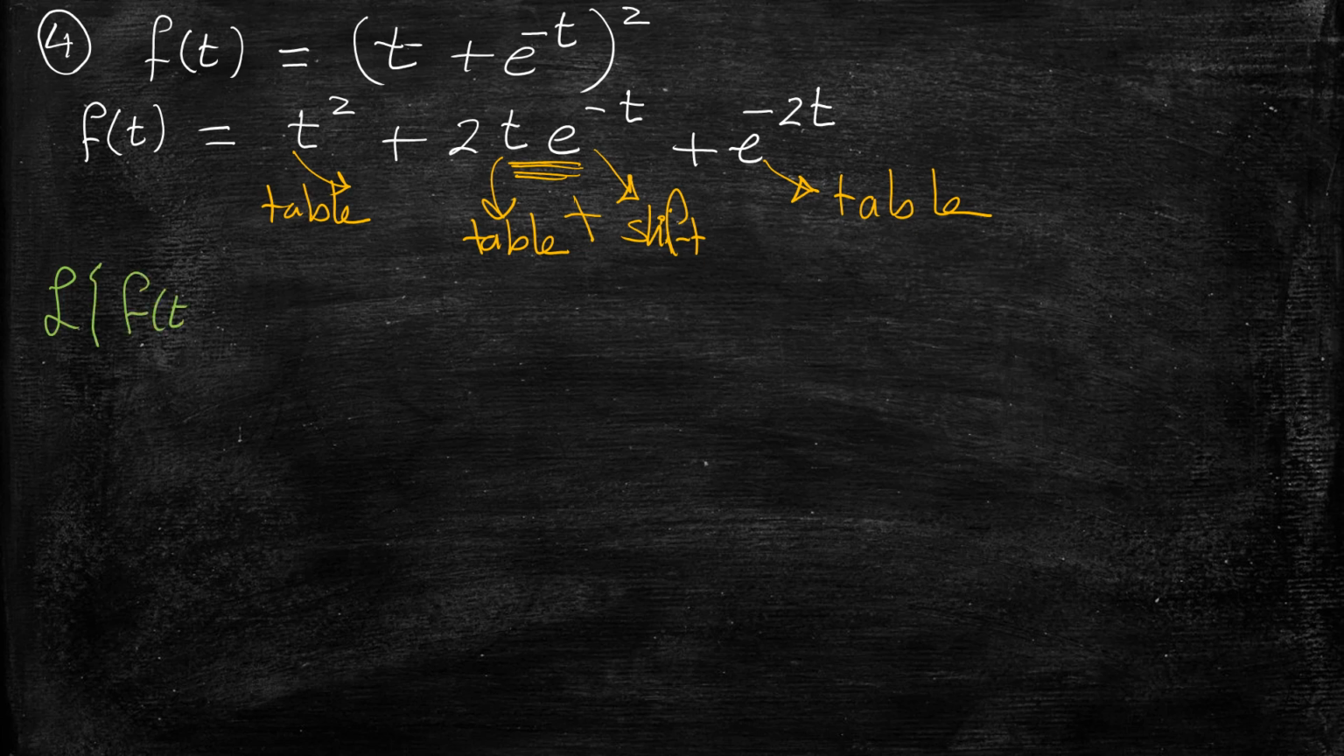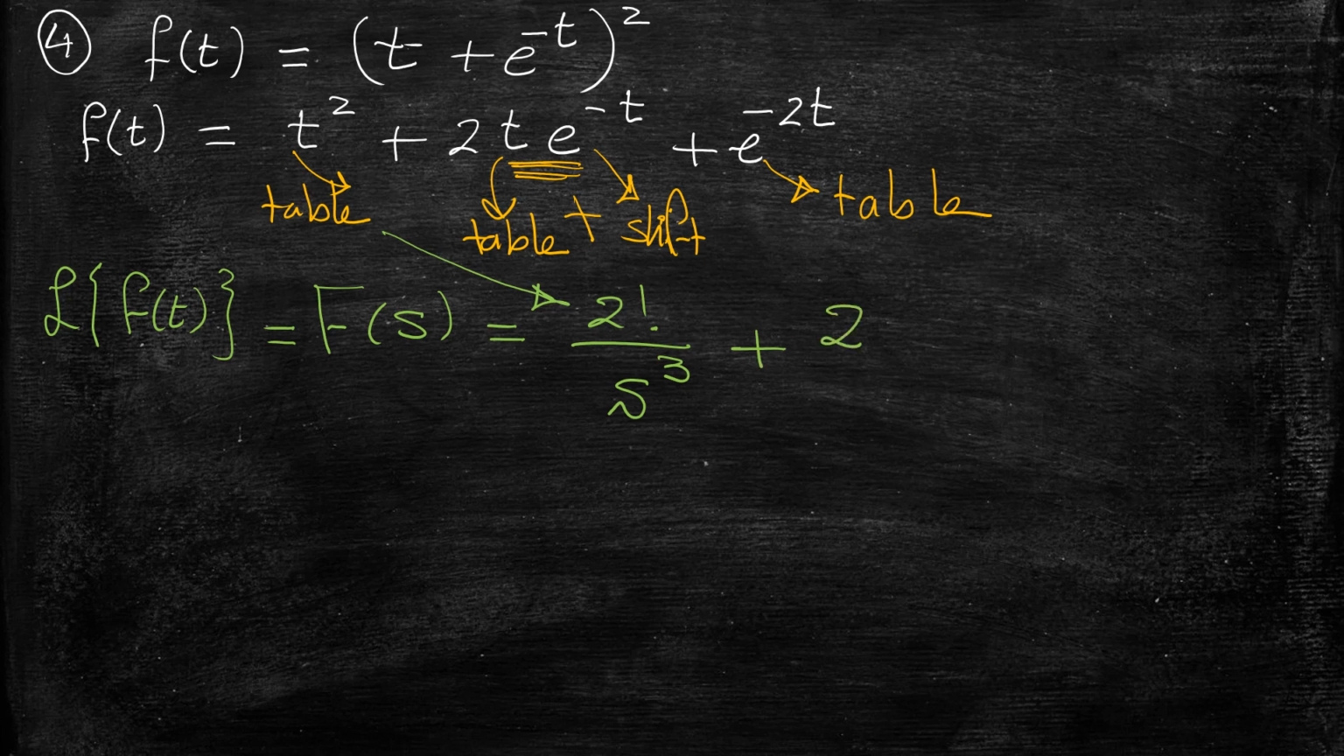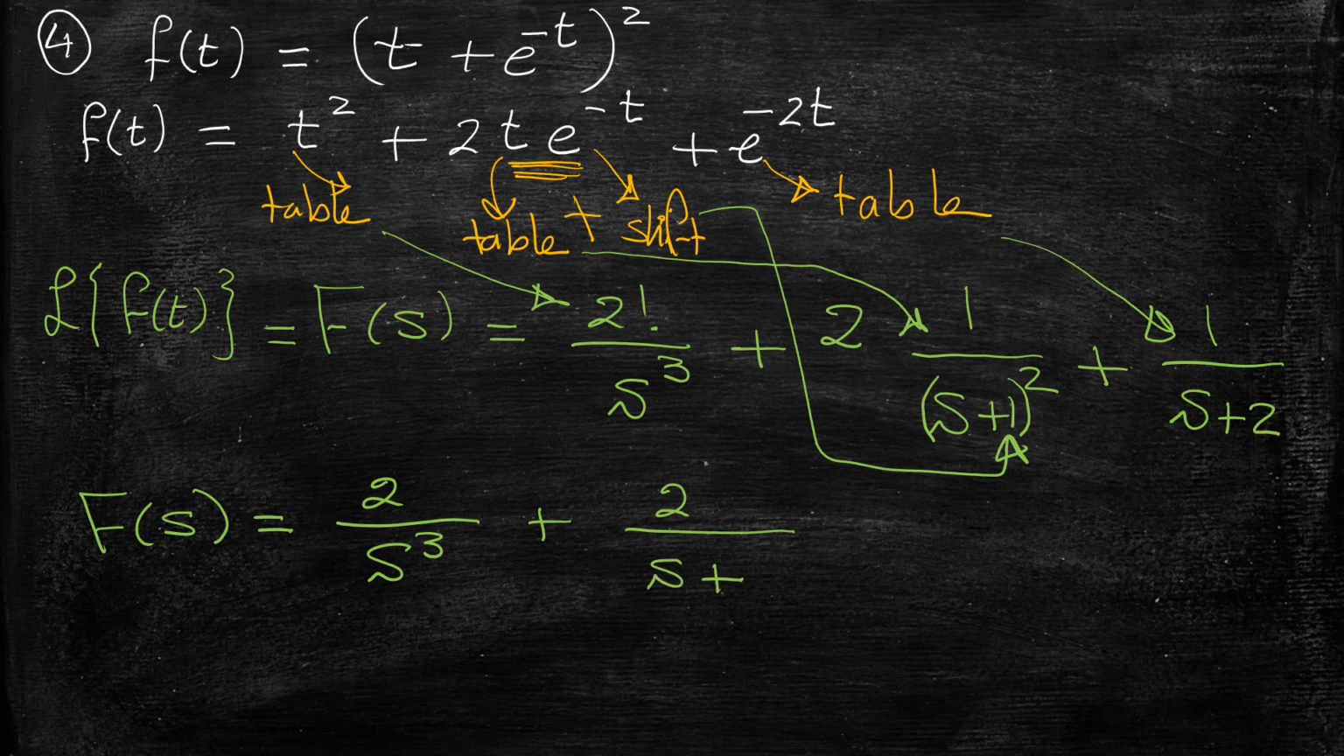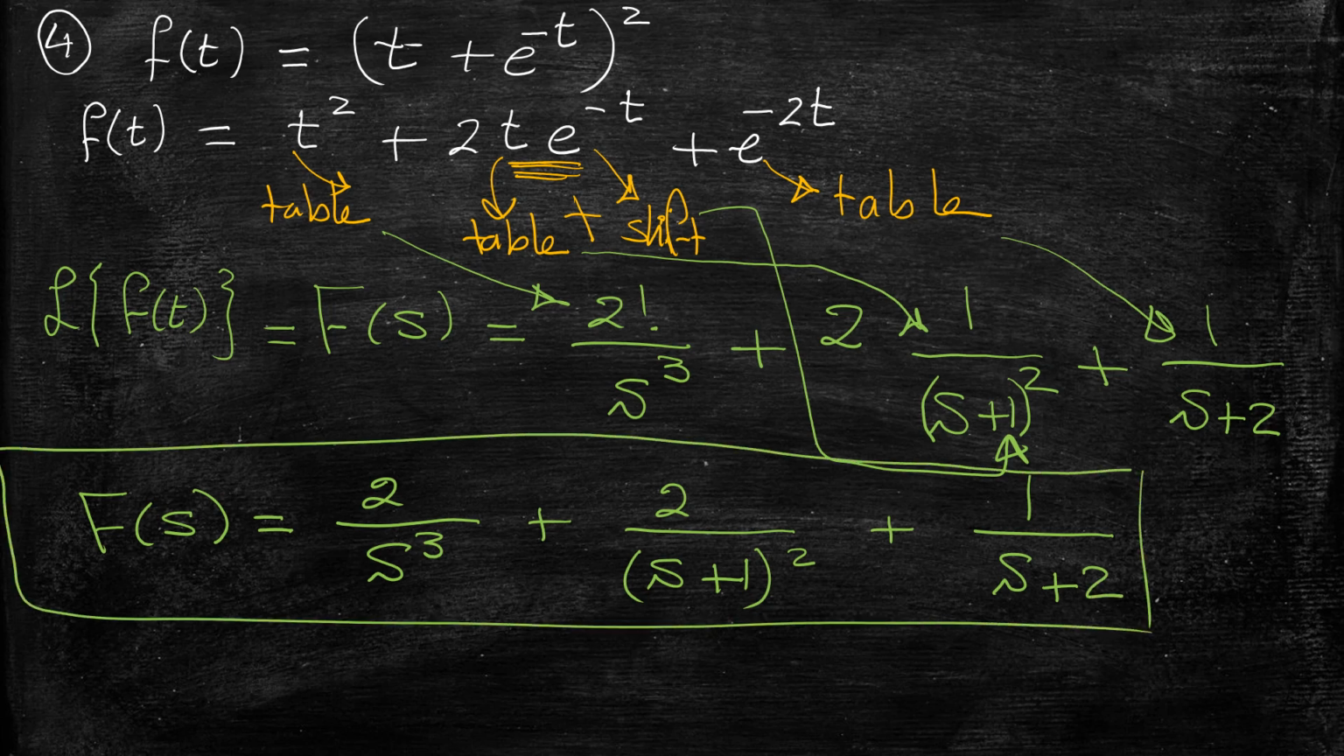So the Laplace of this function f of t, which is our required F of s, will be equal to: for t squared, the first one, it's 2 factorial over s to the power of 2 plus 1, which is s cubed, plus 2, and then for t, it's 1 over s squared, and then we have the shift. The shift here means this s will be s plus 1. And the last one is again very direct from the table, which is 1 over s plus 2. So finally, this F of s is 2 over s cubed plus 2 over (s plus 1) squared plus 1 over s plus 2. And here is the Laplace transform of the given function.